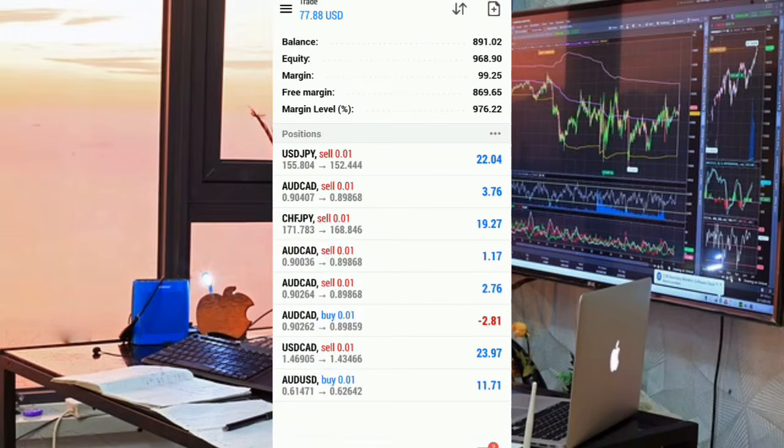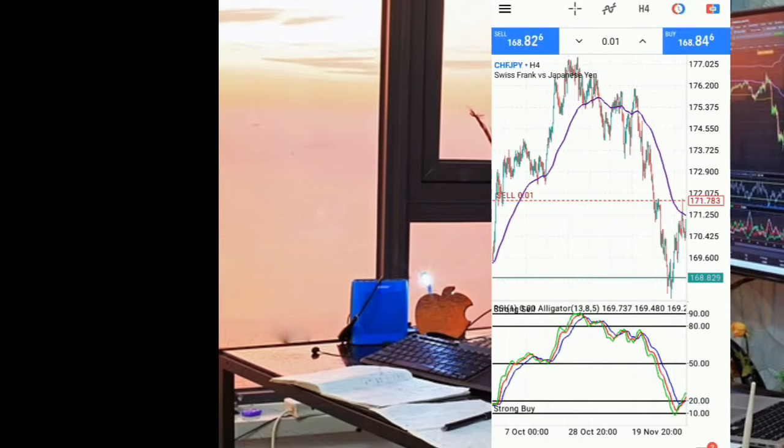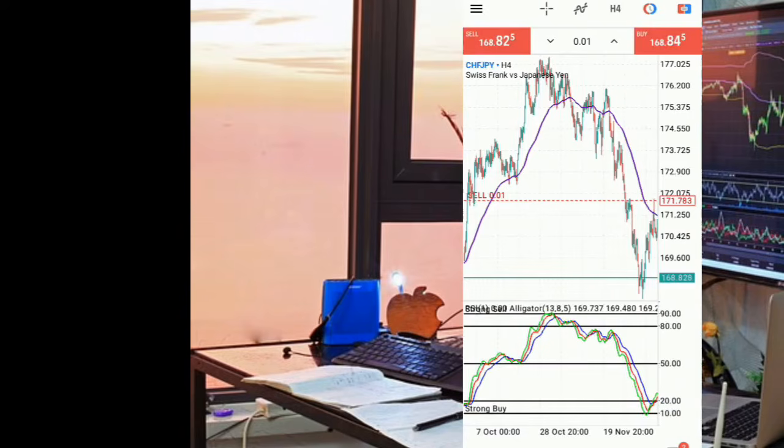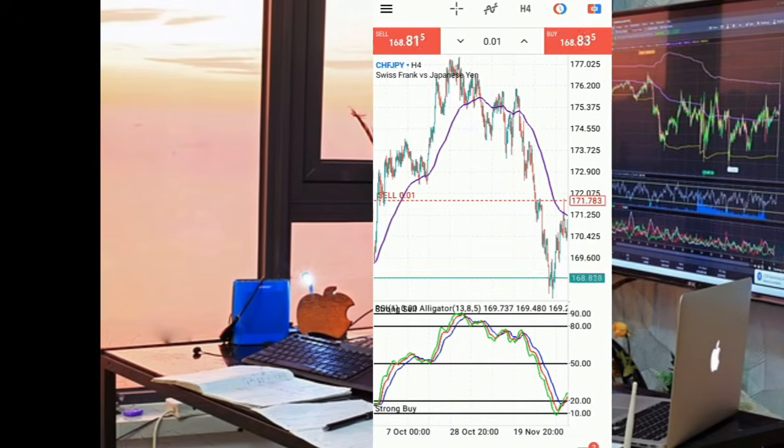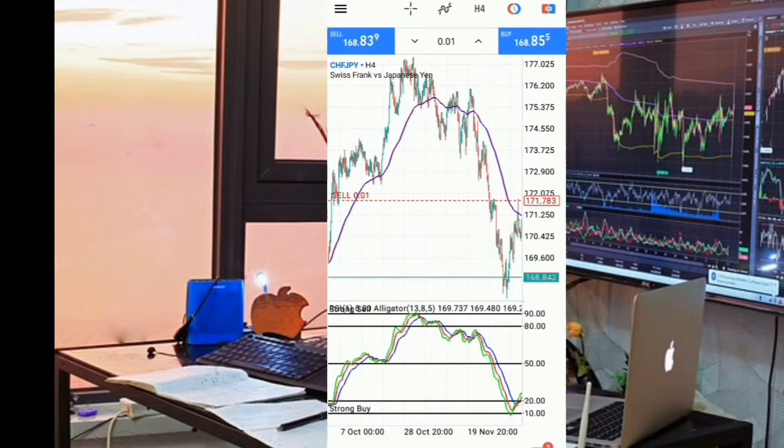So in order for us to get such results, make sure that you do everything step by step as I'm going to be telling you now. So let's go to the chart. This is CHF-JPY, Swiss franc against the Japanese yen, and this is a 4-hour time frame.